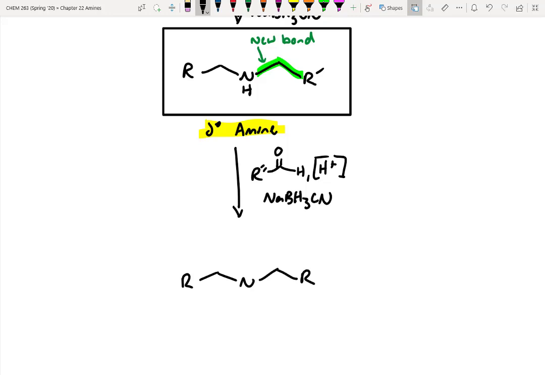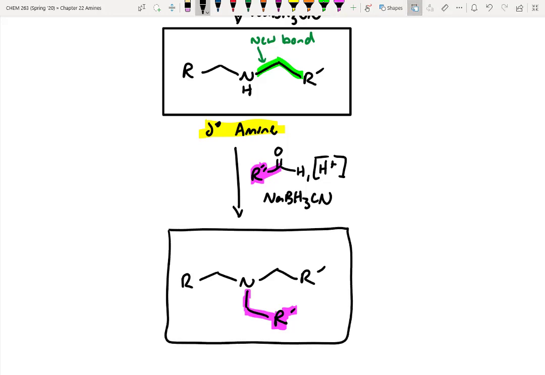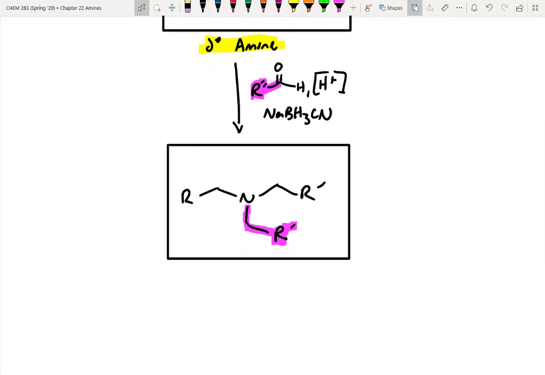So our original group that we had on there is still there, but now what we've done is we've added in this entire new group because this was on our aldehyde that we added in. So this is a good way of making a new tertiary amine. Okay, so let's label this. We can go to our tertiary amine.